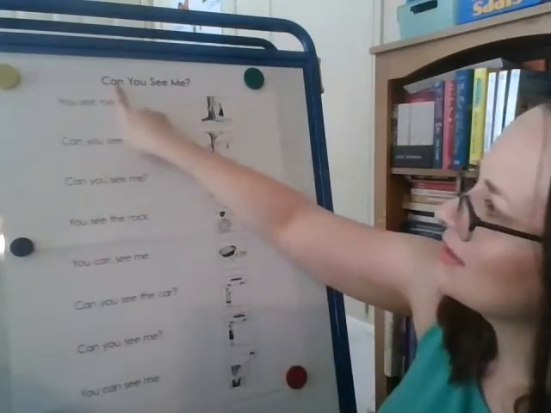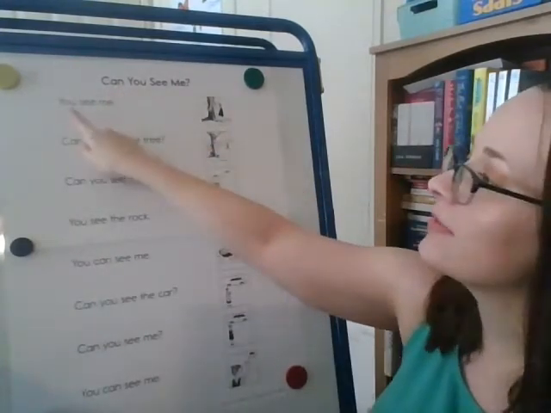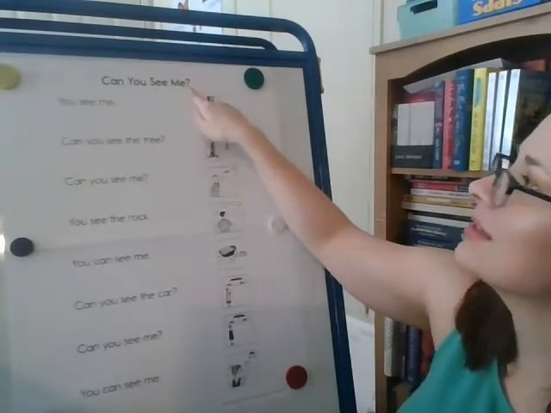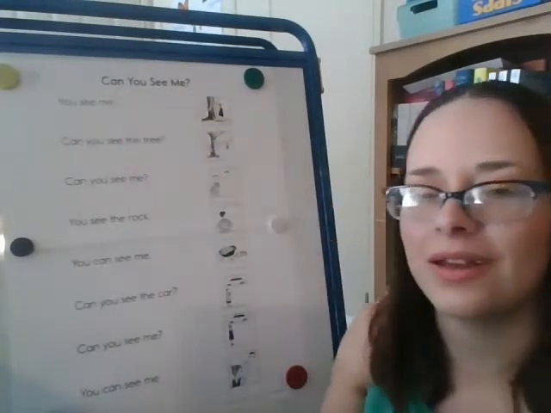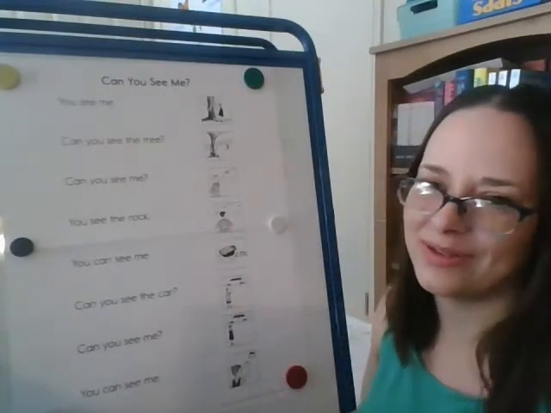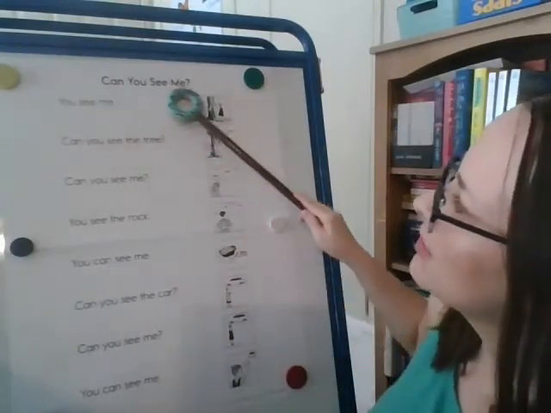We are going to read. Remember, sometimes our sentences start with can. Some of our sentences start with you. Look at the end to see what the punctuation is. Is it a question mark? Is it a period? Are we asking a question or saying a statement? So let's read. Can you see me?